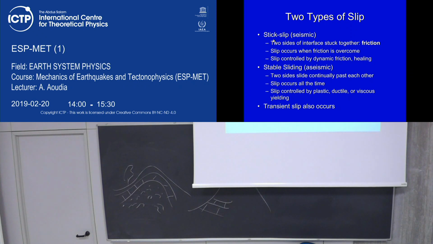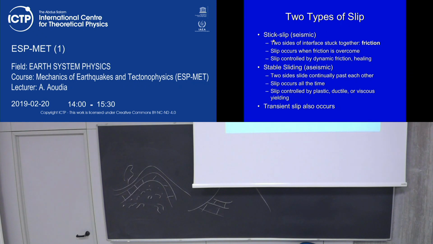The two sides of the interface are stuck together thanks to friction. They are stuck together because friction is far stronger than the elastic restoring forces. And the two parts of your fault are stuck together, right? And then when the slip occurs, basically co-seismically, it's when the friction is overcome by the elastic restoring forces within your system. And the slip is controlled here by a dynamic friction.